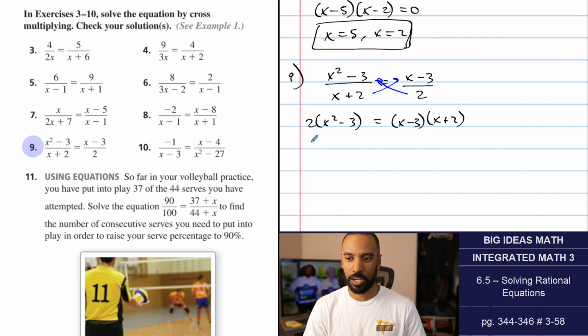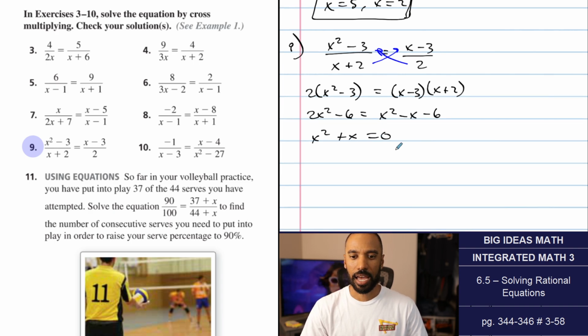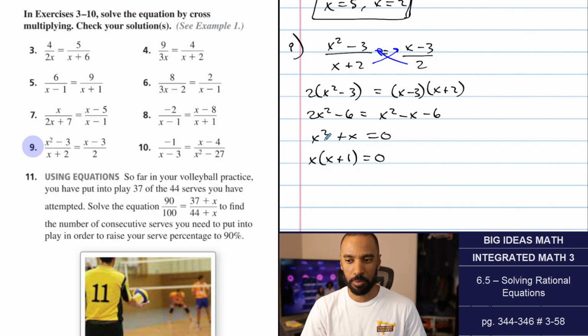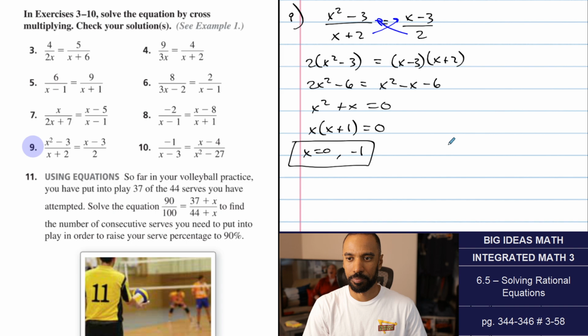That's the kind way of working this out. 2x squared minus 6 is x squared minus x minus 6. Subtract x squared over, add x over, add 6 over. Ooh, I've got a common factor of x where I have x plus 1 here. A lot of people would look at this and go, what do I do? Factor out x. It's a common factor. But using the zero product property, x can equal 0 or negative 1. Negative 2 is an answer that would not have worked, but 0 and negative 1 are fine.